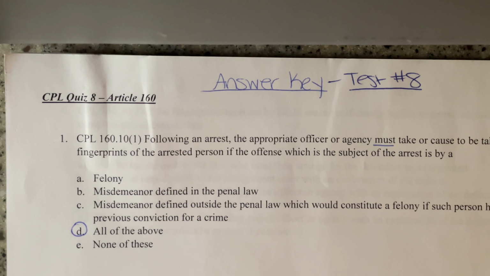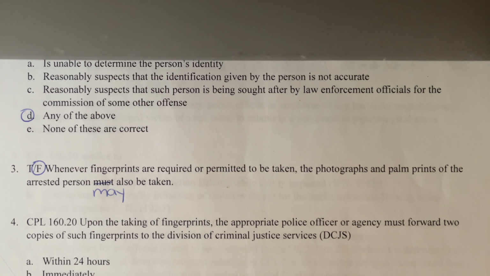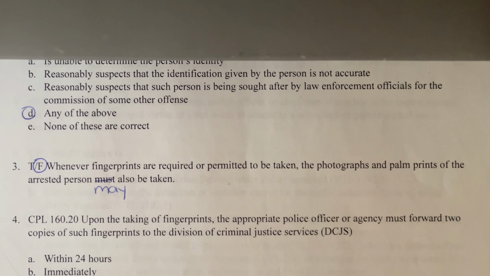Felony, misdemeanor defined in the penal law, misdemeanor defined outside the penal law, which would constitute a felony if such person had a previous conviction for a crime. 2, a police officer who makes an arrest for any offense with or without a warrant may take fingerprints if the officer is unable to determine the person's identity, or reasonably suspects the ID given by the person is not accurate, or reasonably suspects that the person is being sought after by law enforcement for the commission of some other offense. Whenever fingerprints are required or permitted to be taken, the photographs and palm prints of the arrested person may also be taken. So you can just take the fingerprints, you don't have to take both, but you do have the option to take both.